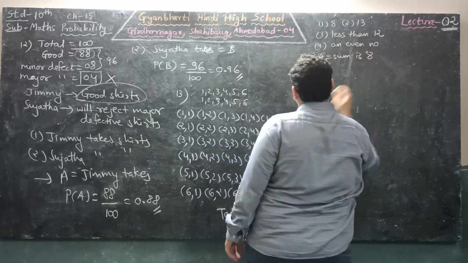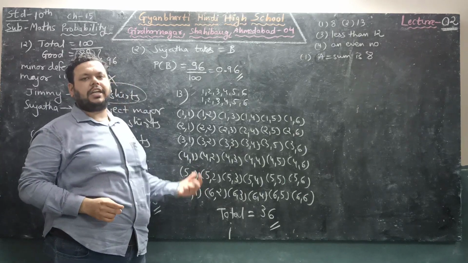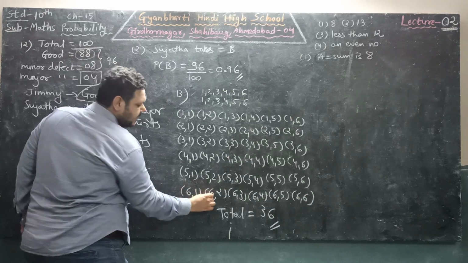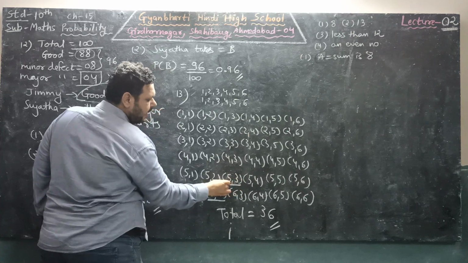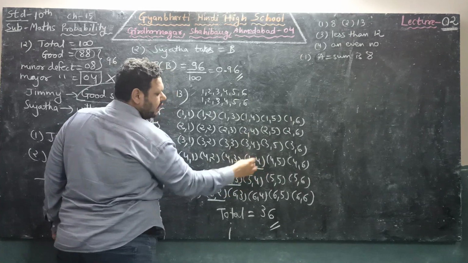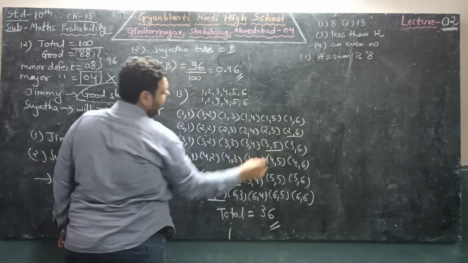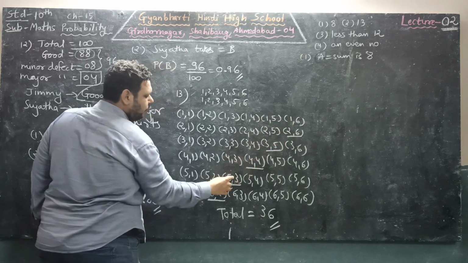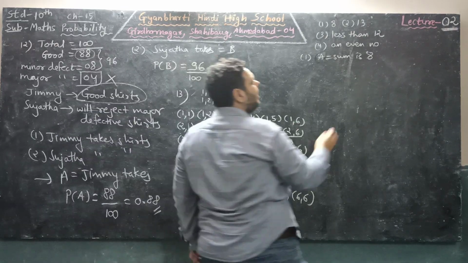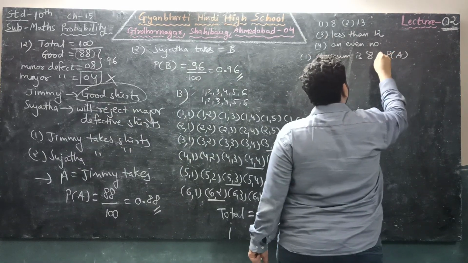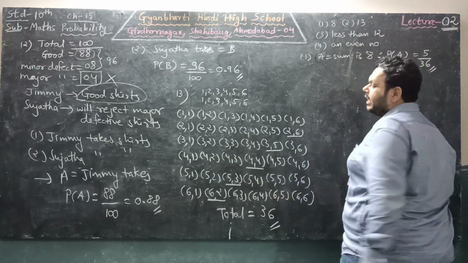So first, event A: the sum is 8. Which two digits will give us a total of 8? 6 and 2 total will be 8. 5 and 3, 4 and 4, 3 and 5, 2 and 6 again total 8. So there are 5 pairs which have a total sum of 8. So the probability of A will be 5 upon 36, as we have 36 outcomes in total.